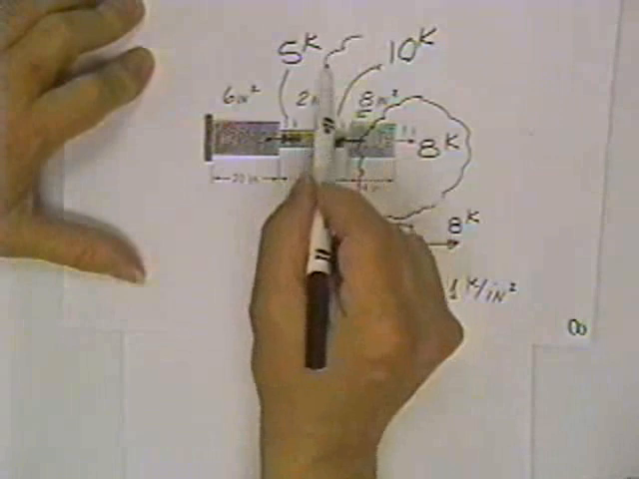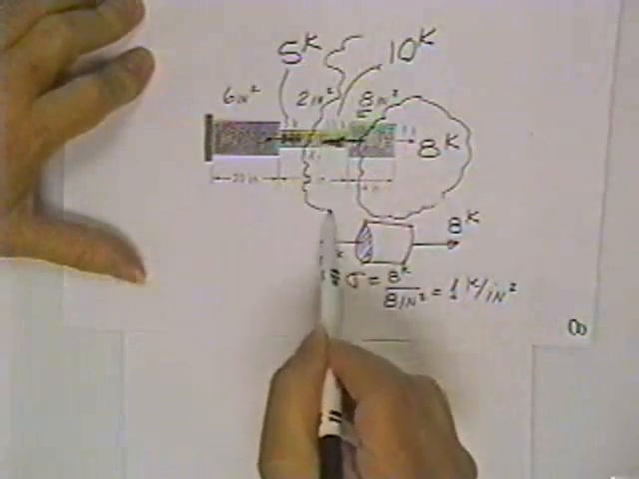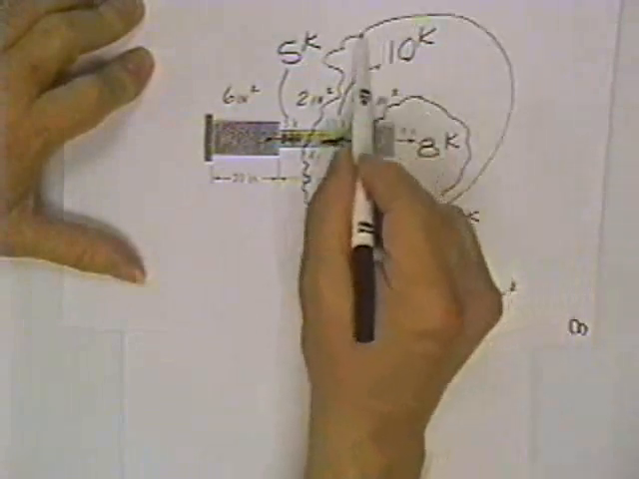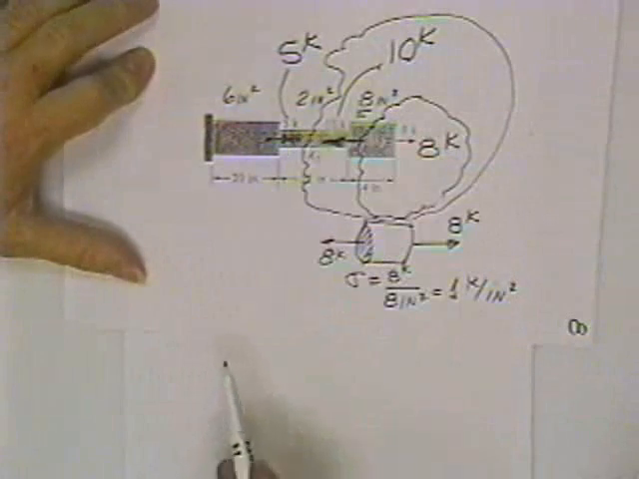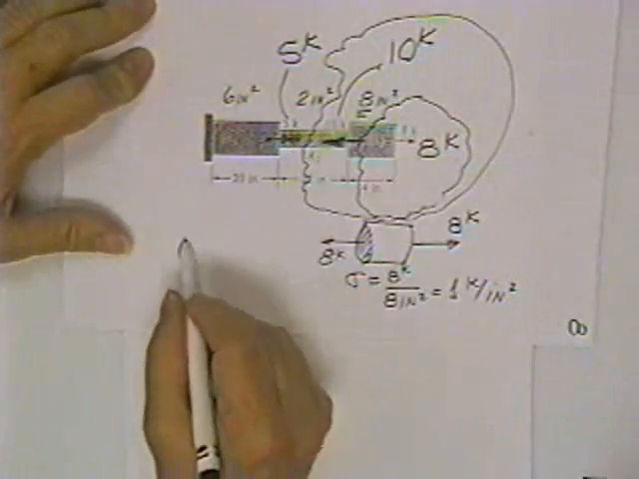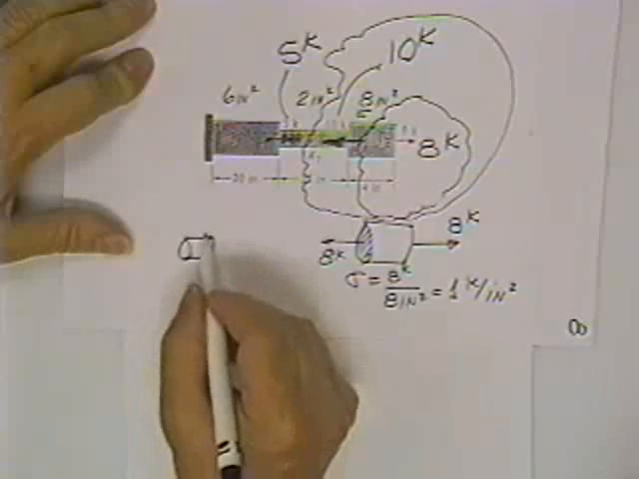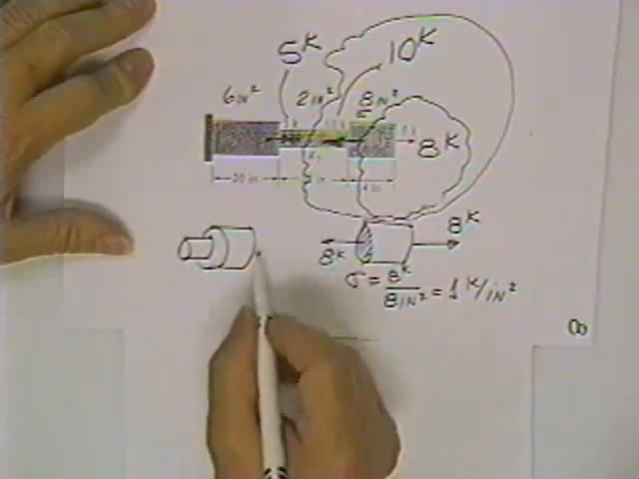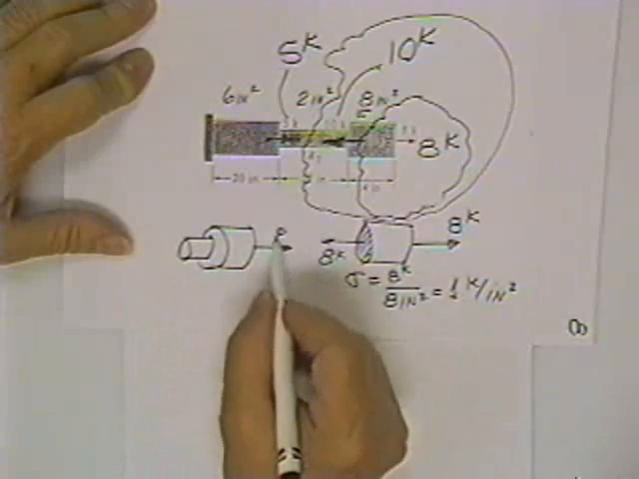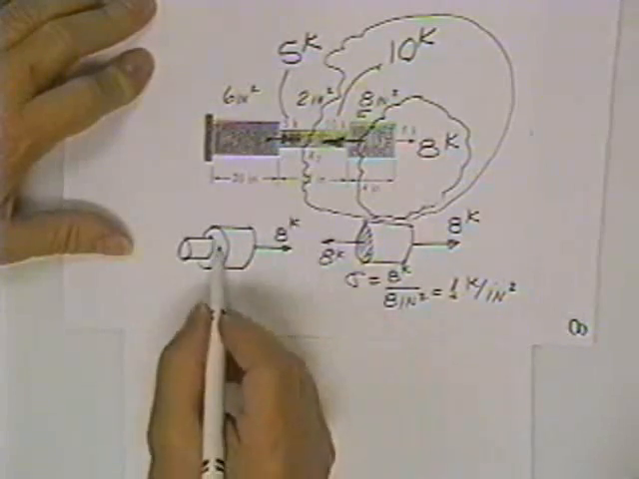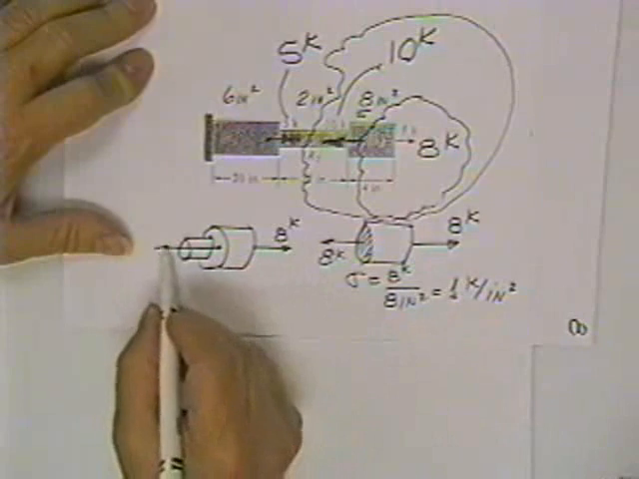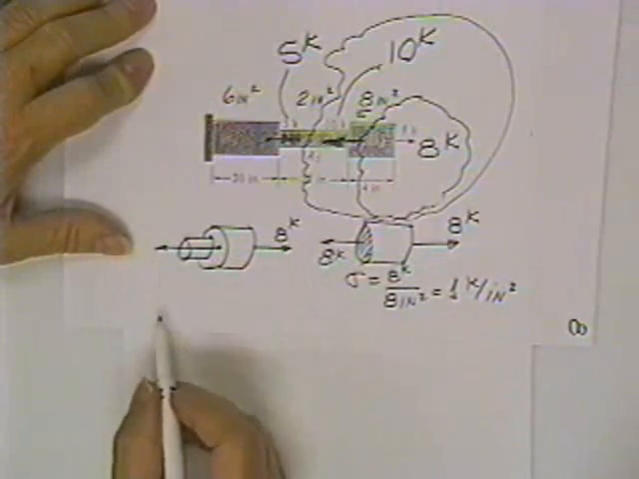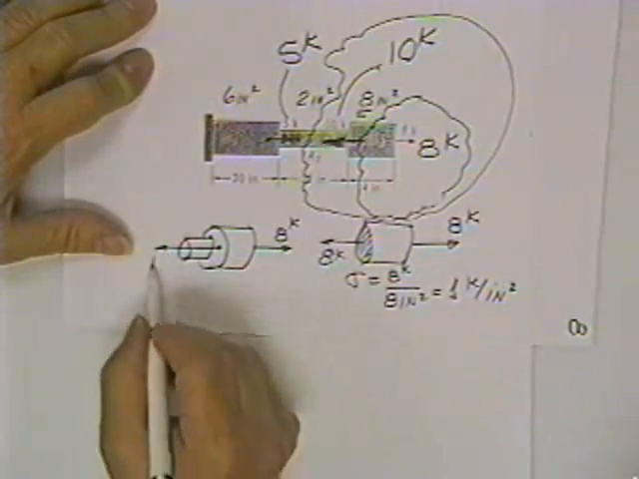Now, to get the load in the second bar, you have to cut through that bar. Cutting through that bar, you see something that looks like this. It has a load on the end of 8 kips. It has a load right here of 10 kips.